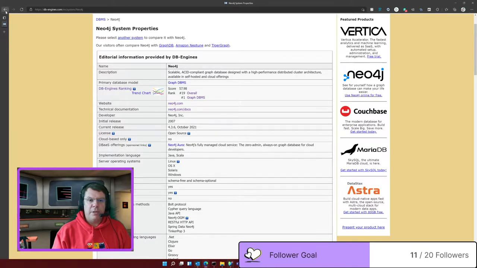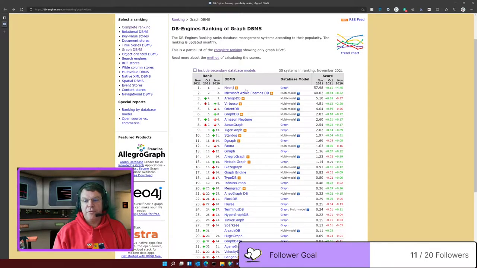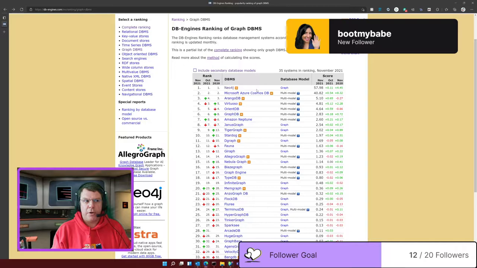Neo4j has been the leader on this for a very long period of time. Their founder and CEO, Emil Ephraim, actually invented the property graph technology. So they are the leader in the space. They are thought leaders. They are by far the largest company in this space in terms of the footprint and the community. I obviously use them extensively. You've seen them here at my show a number of times. They are absolutely the front runner.